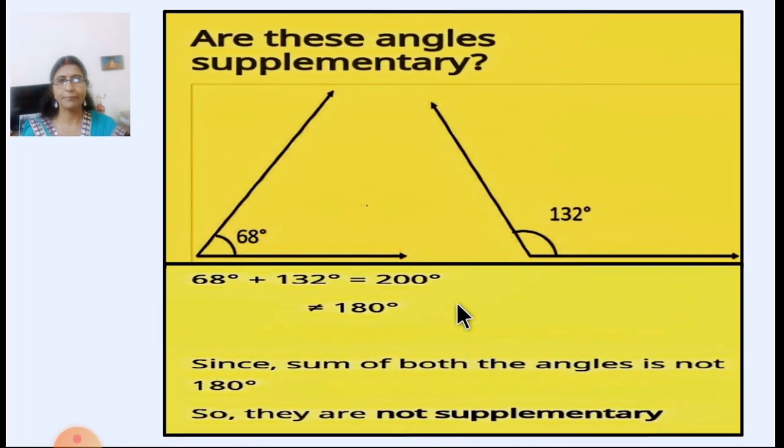Now next example, are these angles supplementary? Here one angle is given 68 degrees, the other one is 132 degrees. So let us add these two: 68 plus 132 degrees is 200 degrees, which is more than 180 degrees. So it is not equal to 180 degrees. Since sum of both the angles is not 180 degrees, they are not supplementary.